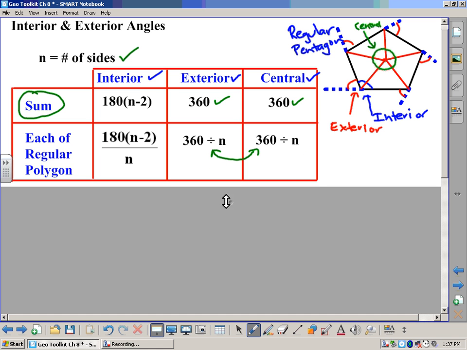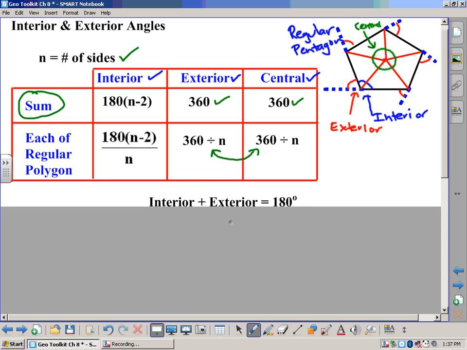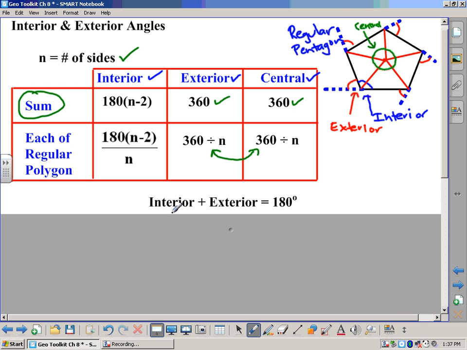One other thing that becomes clear when you look at this is, if you go back to this drawing here and you look at one exterior angle and one interior angle, they're supplementary. So another fact is that if you take one interior angle plus one exterior angle, it equals 180. So if you know one, you can just subtract from 180 to find the other one.